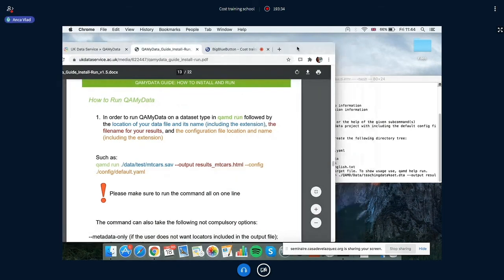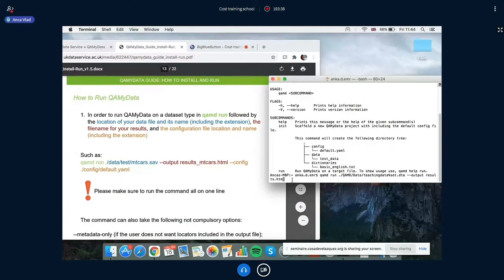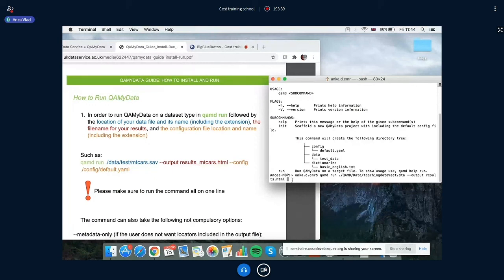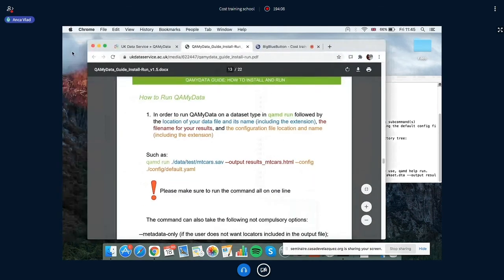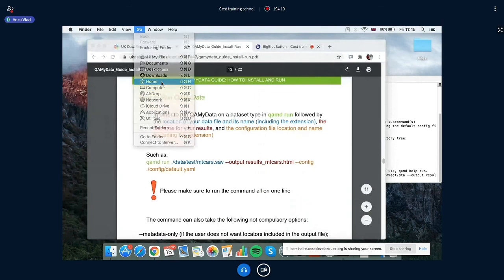Okay, just trying to have both windows. Okay, and then I'm telling it to use a config file. This is the config file that you can customize depending on the types of checks that you want QMyData to do. And this file is also in the folder that you download when you download QMyData, and it is in my folder. Just quickly show you.